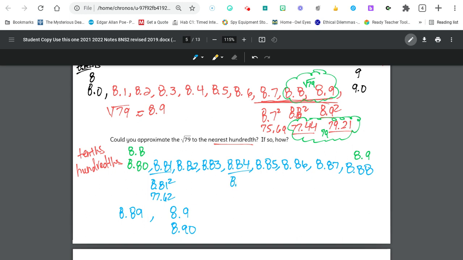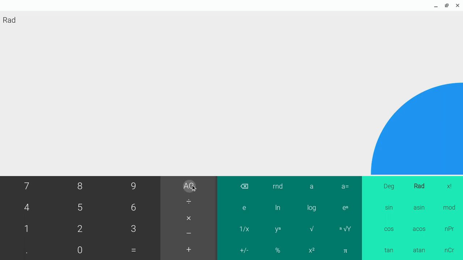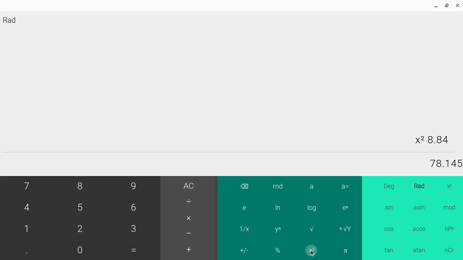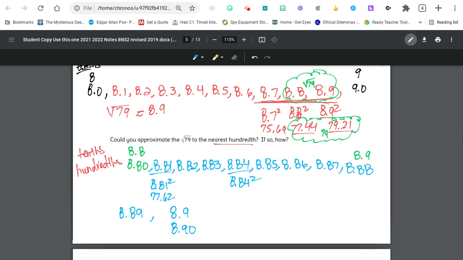Let's try something like 8 and 8400s and see what we get. We'll square that and see how close we get. That's better. 78 and 1500s. But it's still a little low. Let's try 8 and 8500s, and then we'll try 8 and 8600s to see if we get a better approximation.